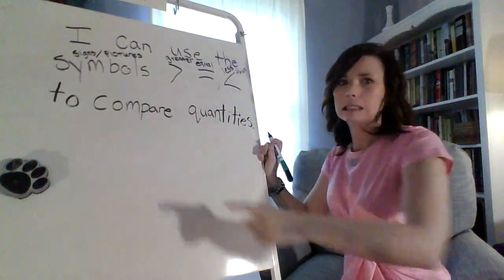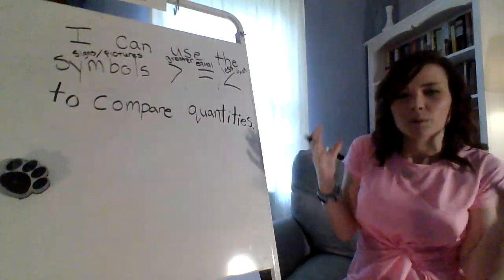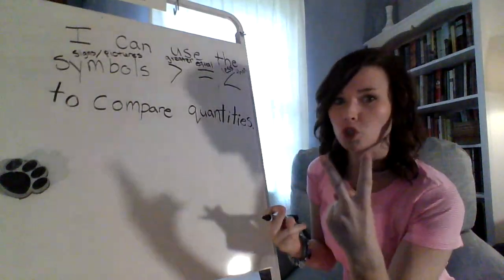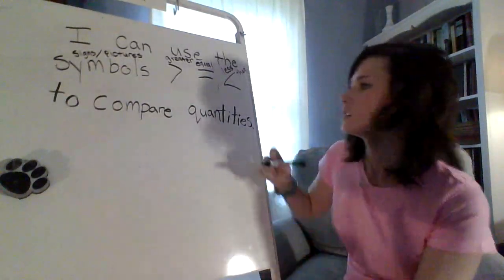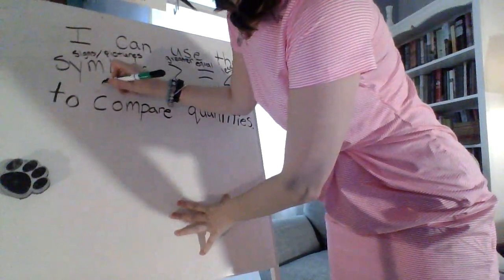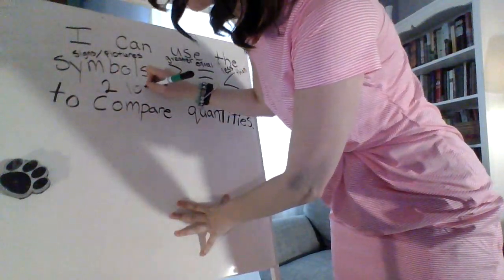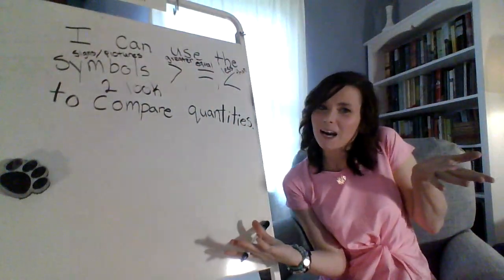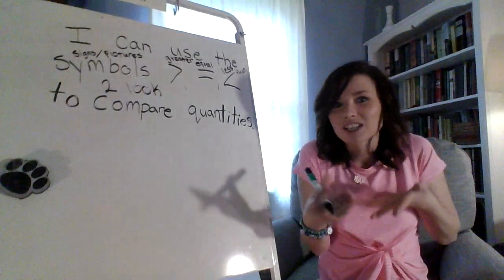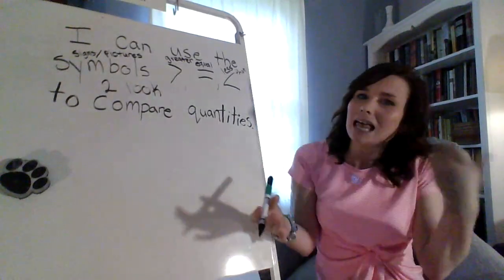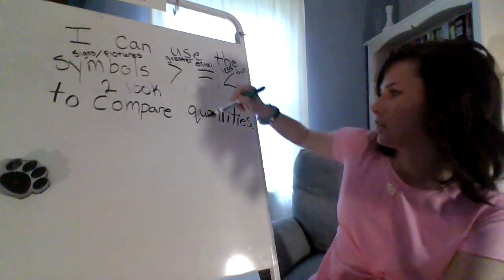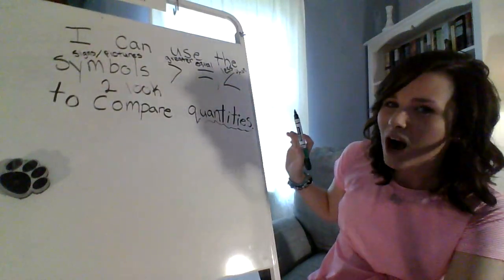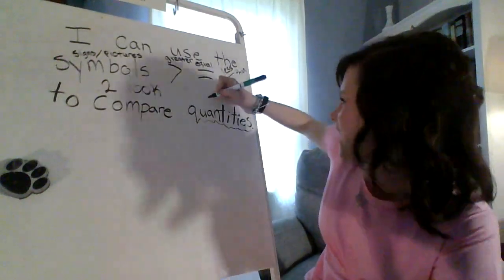To compare. Compare. What do we usually do when we compare? We have to look at and we have to have two numbers. So when we compare, we need to have two numbers and we need to be able to look at them. Right? See, which number's bigger? Which number is smaller? Or you could say which number is greater and which number is lesser. Quantities. Ooh. Quantities is a fancy word for numbers. Nice job.